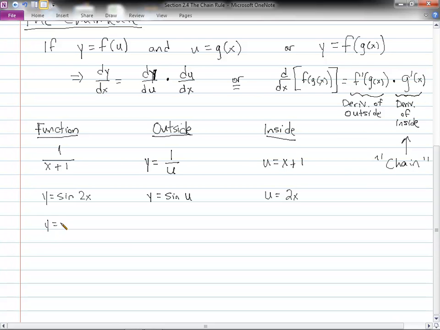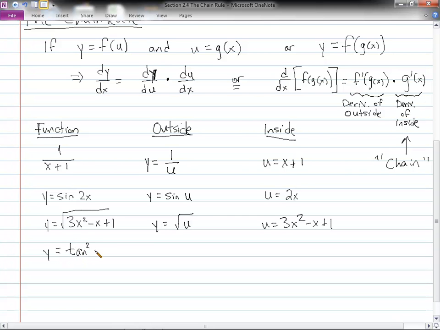What about y is equal to the square root of 3x squared minus x plus 1? What would be the outside function? Exactly. It's the thing on the outside. It's the container. Does everybody see that? And then what is u then? It's the guy inside, 3x squared minus x plus 1. Exactly. So we need to begin thinking like outsides and insides. Once you can think that way, the chain rule becomes pretty easy.